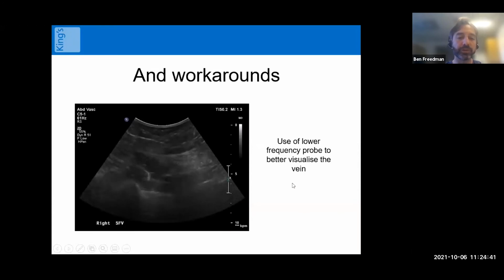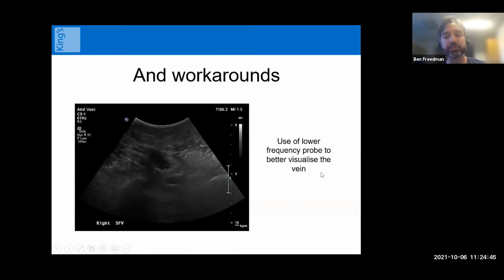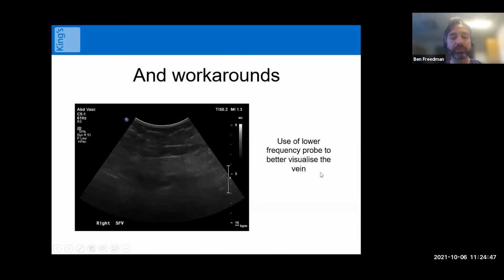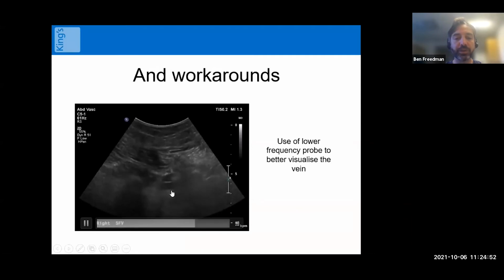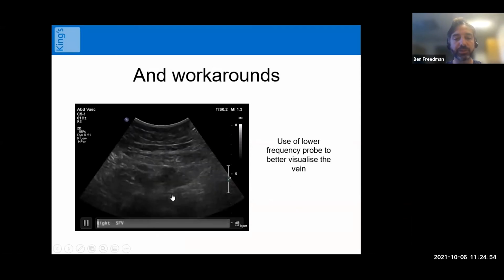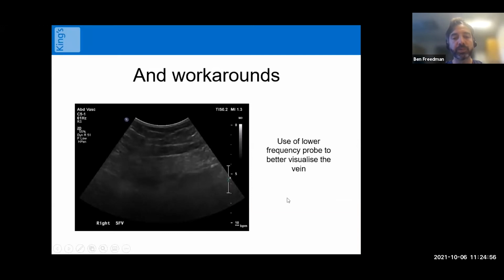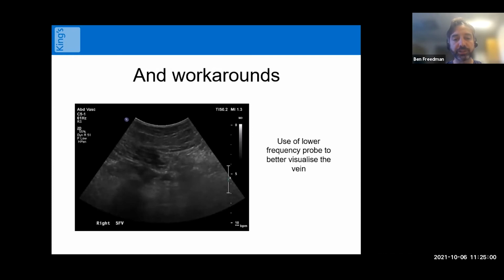And here what we've done is change to a different ultrasound probe. So this is a probe that uses lower frequency sound waves, which allows the sound to penetrate deeper into the tissue. And we can now make out the vein collapsing all the way down the thigh. So we have some tips and tricks of the trade to be able to work around these challenging cases.